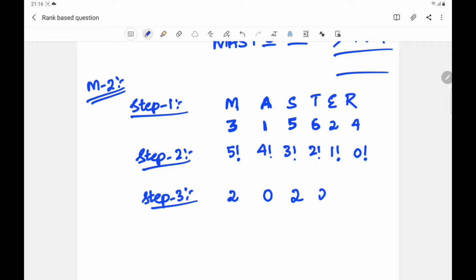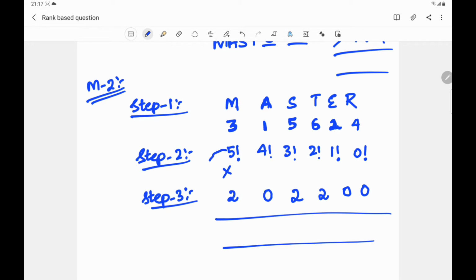So there will be 2, and 2 is here. And to the right side of 2, are there any ranks lower than 2? No. So this is 0. And for 4, to the right side of 4, there are no digits, so no ranks are there, so it will be 0. Now after writing this, the final answer would be, simply you multiply step 2 and step 3, each and every digit in step 2 and step 3, and add it.